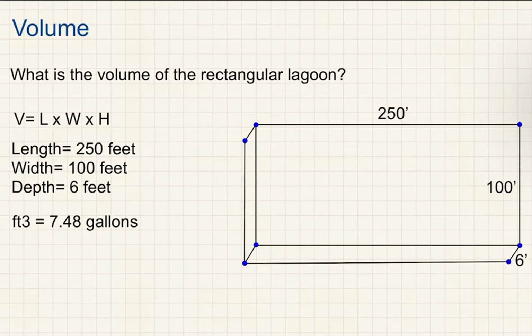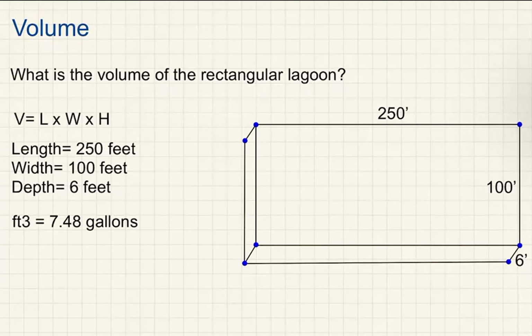To start the problem, we're going to first find the volume. So the first part of the question is, what is the volume of the rectangular lagoon? We know that the volume equation for a 3D rectangle is that the volume is equal to the length times the width times the height. And sometimes it's useful to draw this out. So I drew a 3D rectangle, and then we were given the length, the width, and the depth of the lagoon, so we could add those values to the different sides. We have a length of 250 feet, a width of 100 feet, and a depth of 6 feet.